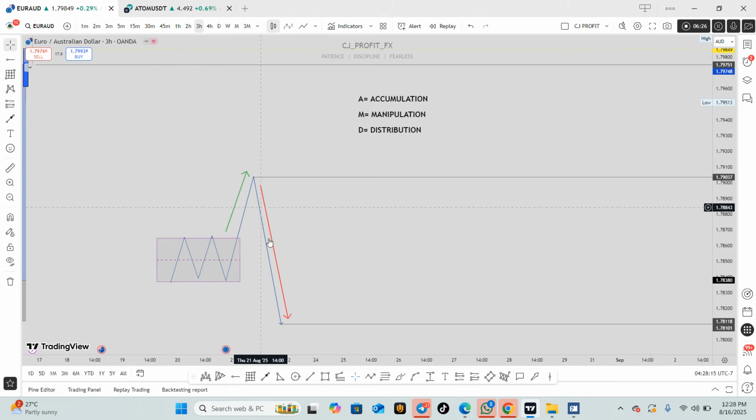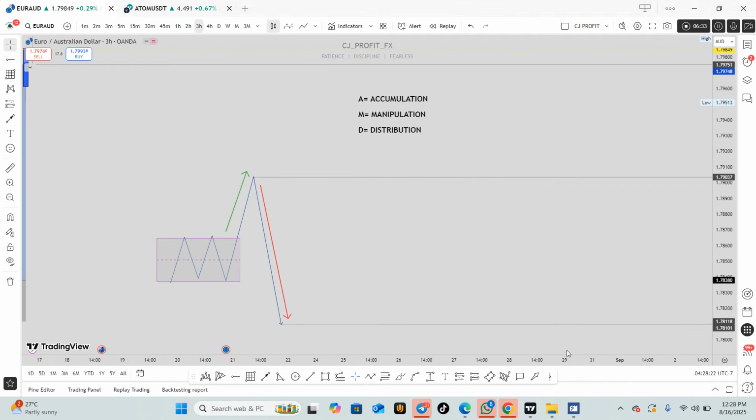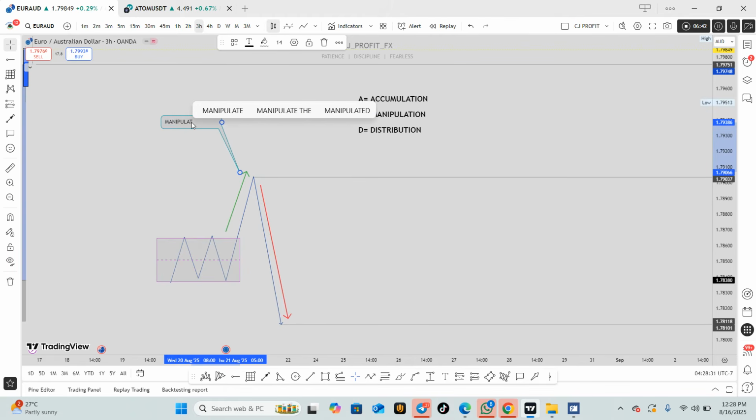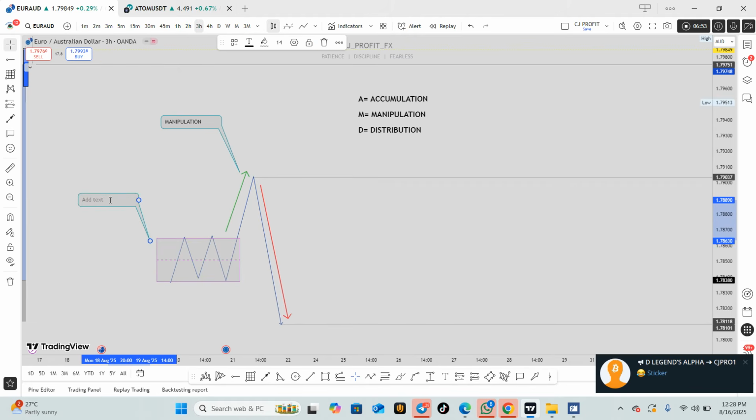This is our manipulation, and this is our distribution. If you are to label, you can label this area as our distribution. I don't think there's need for this, but let me just do it. This is our manipulation. So this area now is our accumulation. This is our accumulation phase.